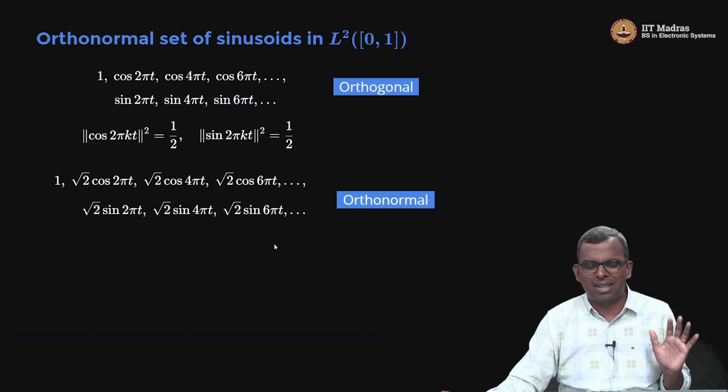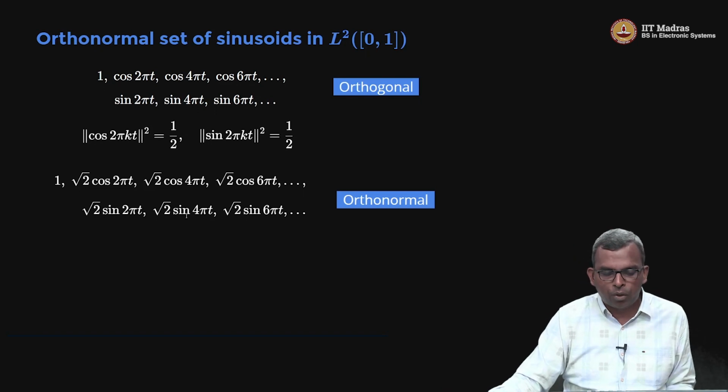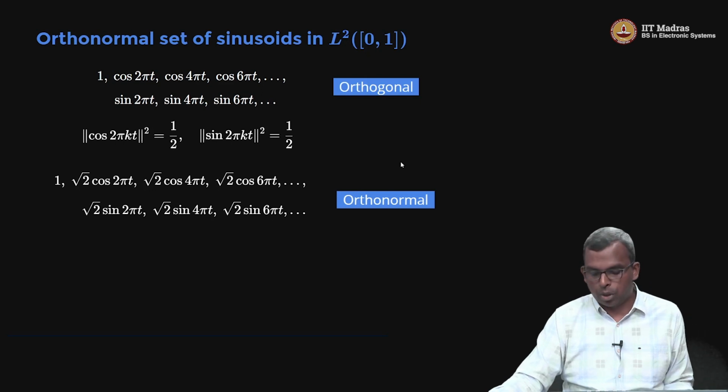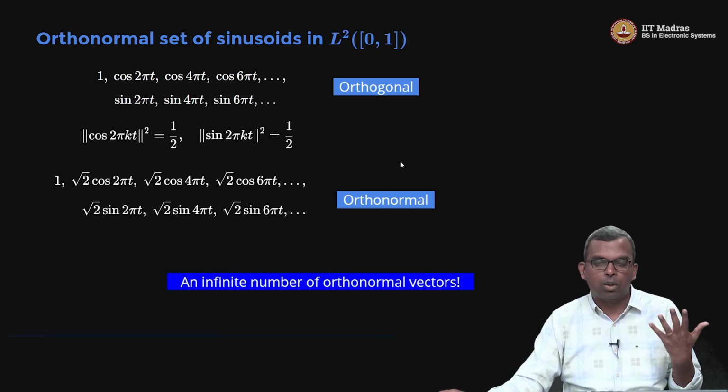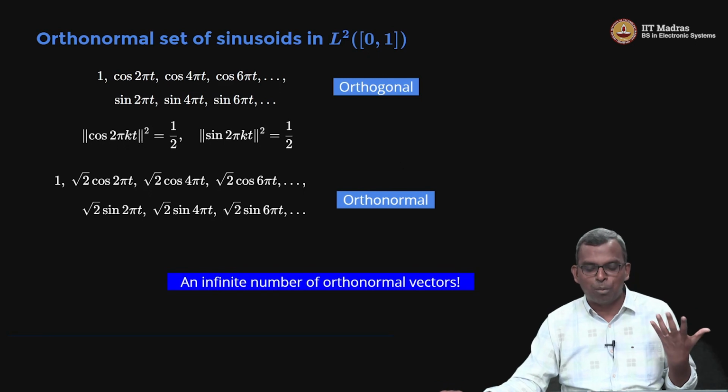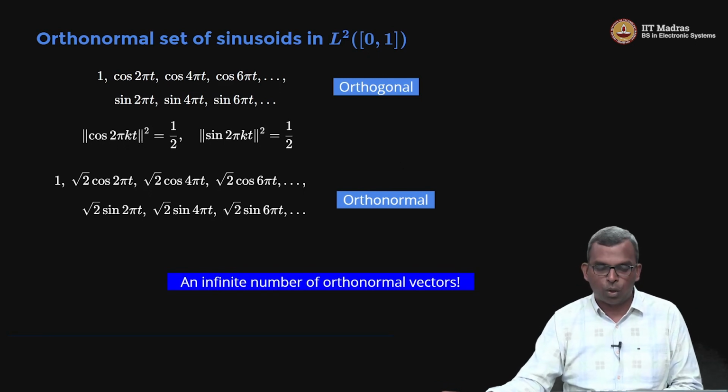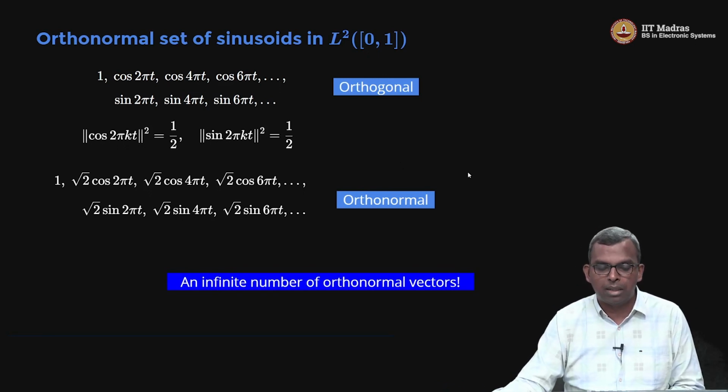This is just a normalization, simple enough, but if you do that, you get this orthonormal set. So this is an orthonormal set of sinusoids in my L2[0,1] with respect to the inner product that we defined. Once again, I want to remind you, this is an infinite number of orthonormal vectors. That's what you have. So this is the orthonormal set of sinusoids.